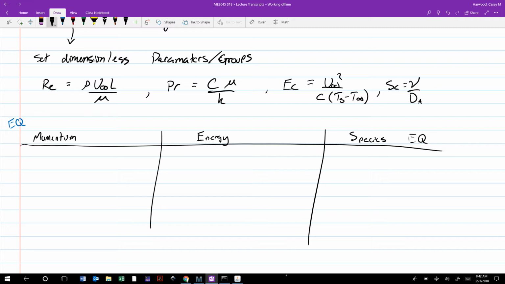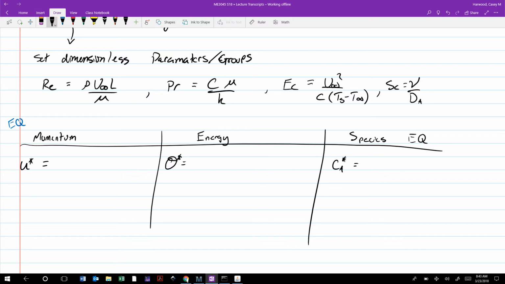Okay. Well, in the case of momentum, dimensionless momentum, we'd be solving for u star, which is the dimensionless velocity. For energy, we'd be solving for theta star, which is the dimensionless temperature. And for the species equation, we'd be solving for C A star, the dimensionless concentration.